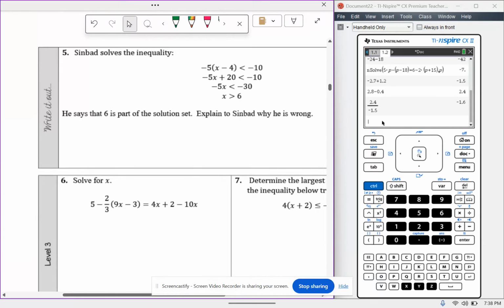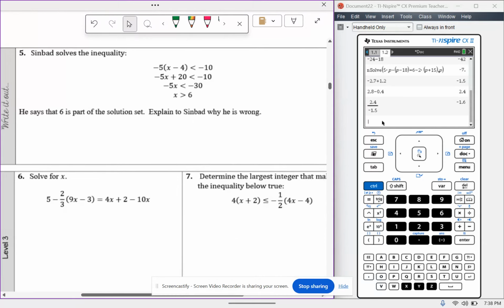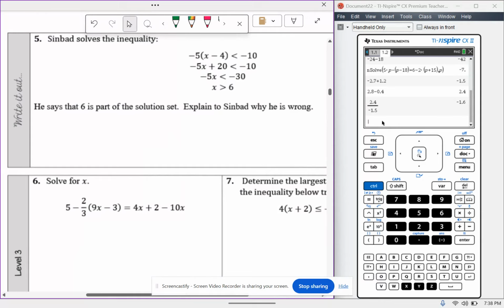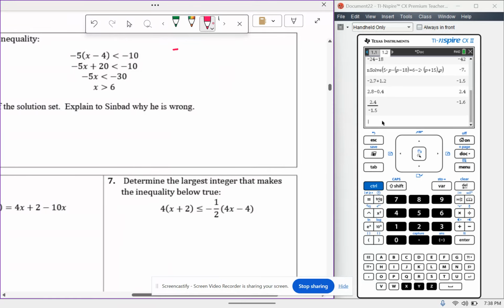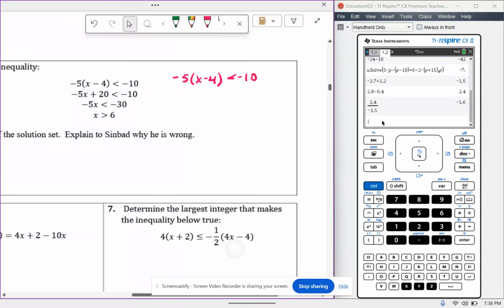All right, let's go to question 5. Sinbad. You guys definitely don't remember this, but Sinbad was a character in a show when I was growing up. So Sinbad solves the inequality, and he does it right over here. Whenever they give me problems like this, I always like to solve it myself next to it, because it helps me figure out where the person went wrong. Otherwise, it's like going food shopping when you're hungry. You're like, that looks kind of good. So I like to just solve it on my own and then compare.